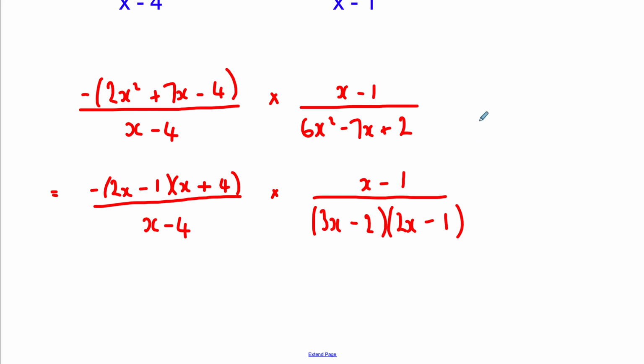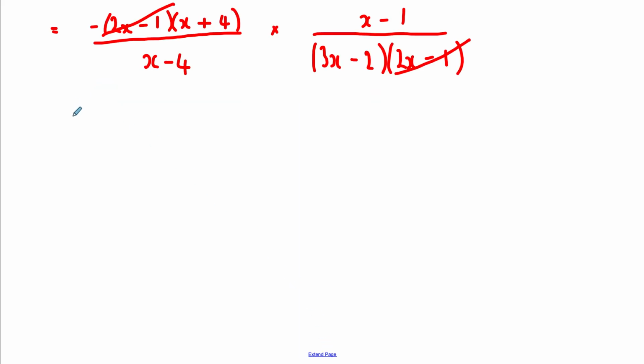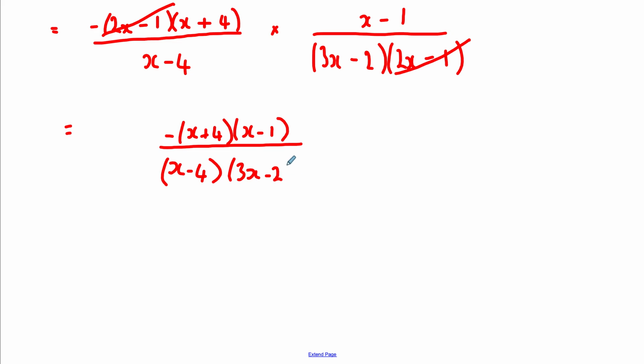Yep, so that's right. Cancel anything that is in common, and it's easy to spot the cancelling now because we've taken that minus 1 factor out, and there are the only factors we can cancel. These do not cancel, okay? So we are left with minus x plus 4, x minus 1 over x minus 4, 3x minus 2.